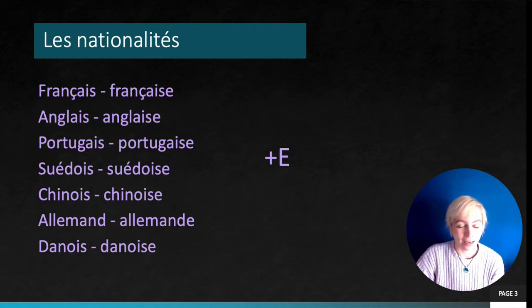We see that in feminine, we add an E. So in these cases, the pronunciation changes. You see, français, we don't pronounce the S. Française, we pronounce it because it's no longer the last letter. The last letter is E, and so we pronounce the S. Or anglais, masculine, anglaise, feminine. Okay, so that's pretty easy.